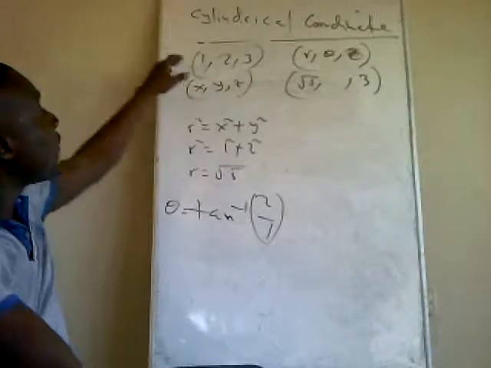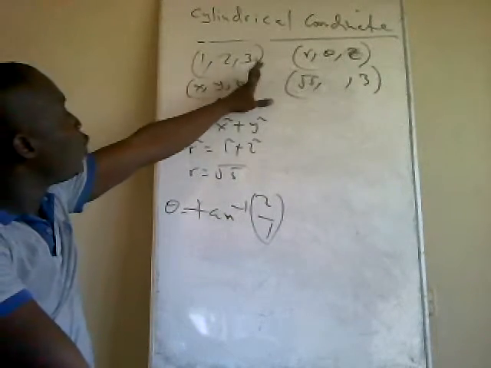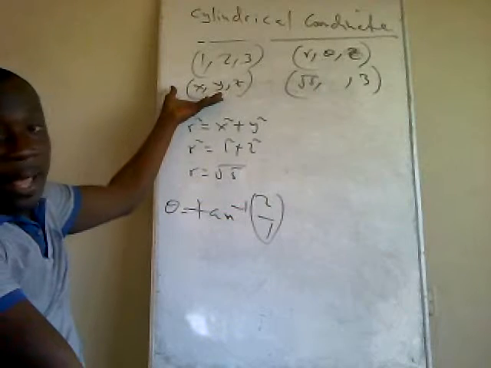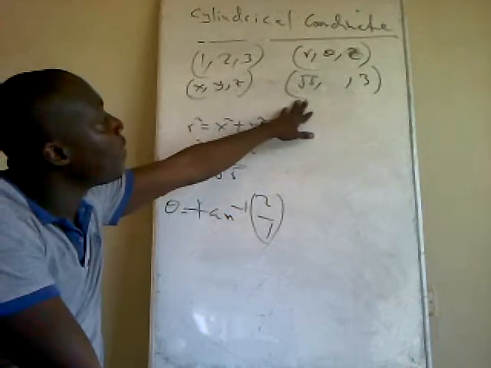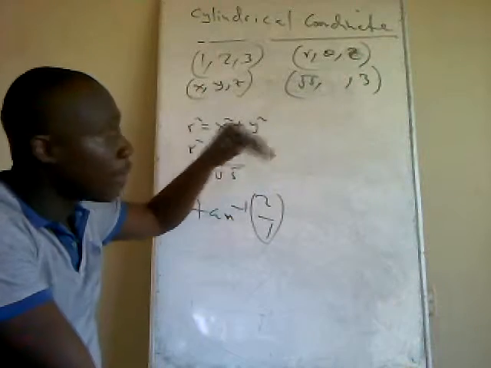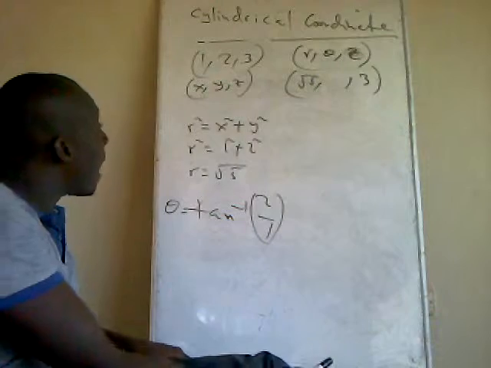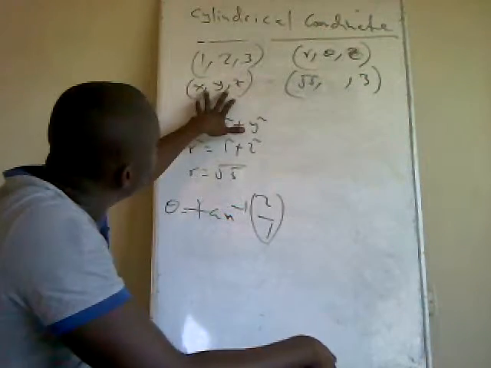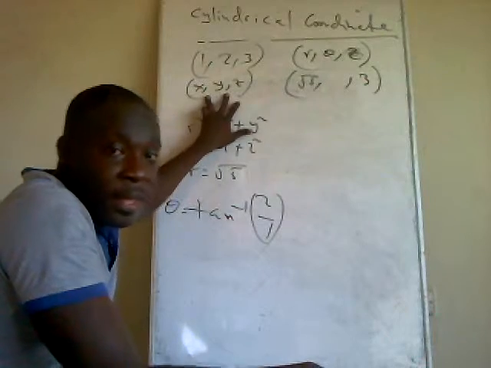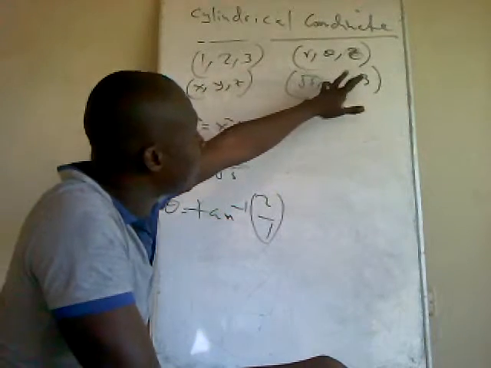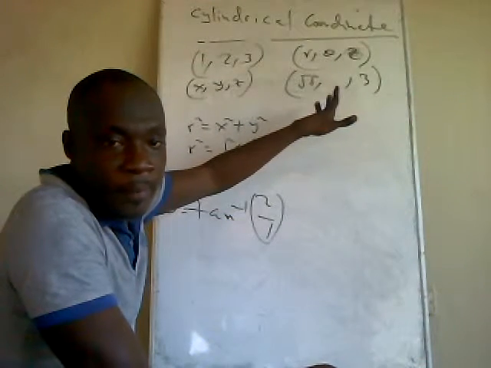Before we go to spherical coordinates, if you have a point (1, 2, 3) in rectangular, how do we convert that point to the cylindrical coordinate system? Remember, our parameters for Cartesian, rectangular, are x, y, z. Those of cylindrical are r, theta, and z. So once I find r, theta, and z, I'm done.